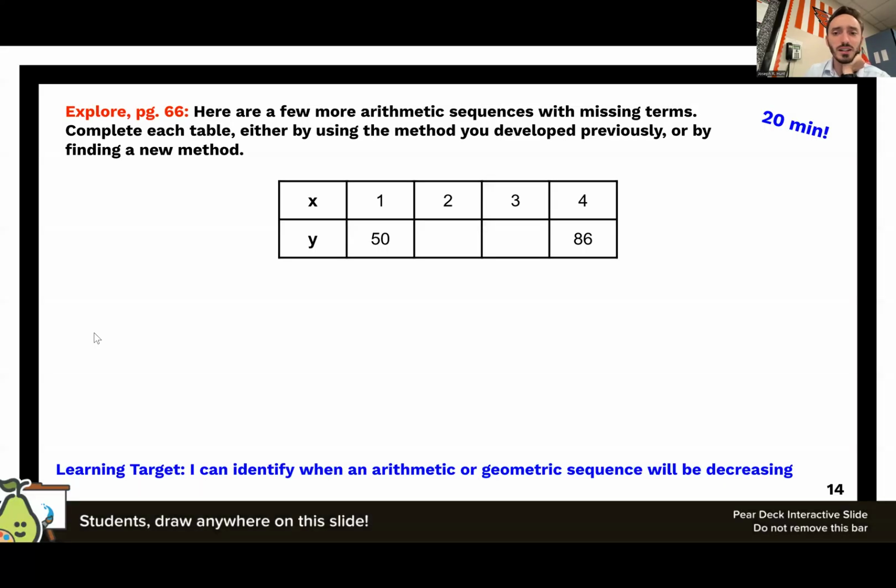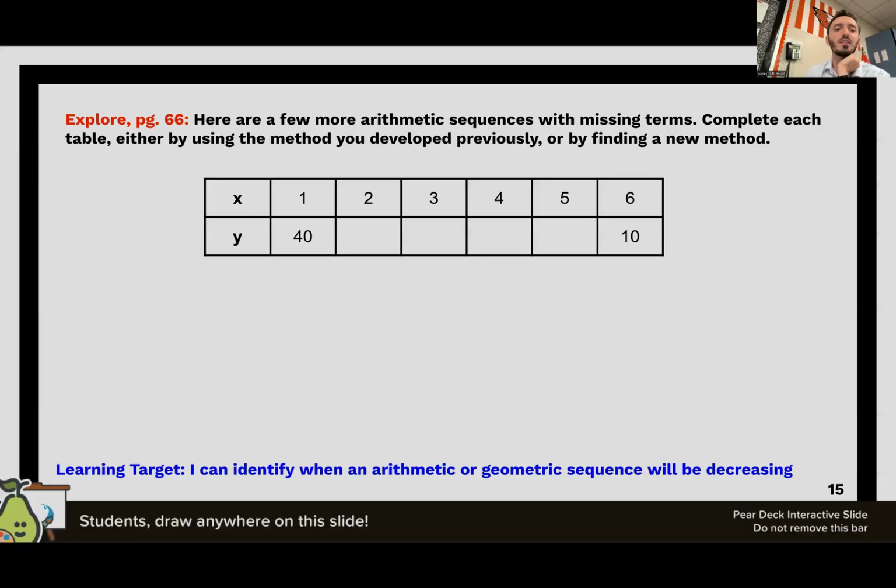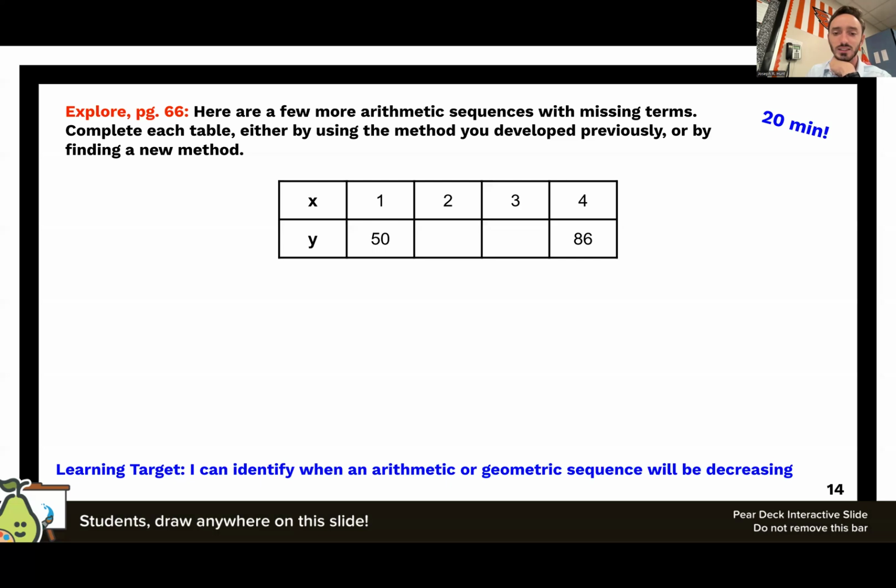Let's try this one really quickly with the Explore page on 66. I want you to take 3-4 minutes and try to find the missing terms in each of these scenarios. And then we'll bring it back together in the video and get ready to close up our notes for today.